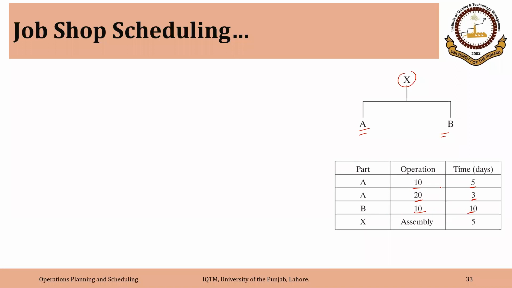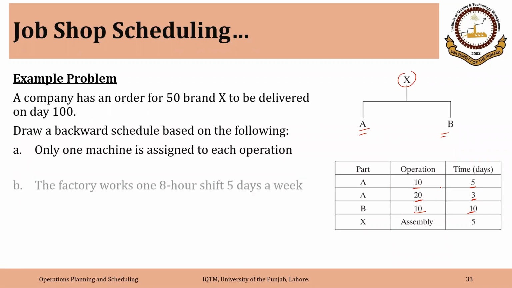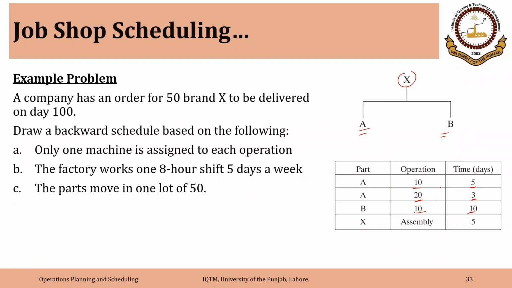And we are assuming that we have two different machines available for operation 10. So that is the assumption in this case, and we will see what we can do if that assumption does not hold. But in this case, we are assuming that. So a company has an order of 50 brand X to be delivered on day 100. Draw a backward schedule based on the following. Only one machine is assigned to each operation. So you can see that operation 10 is required for both part A and B, and we are assuming that we have two machines available for this operation.